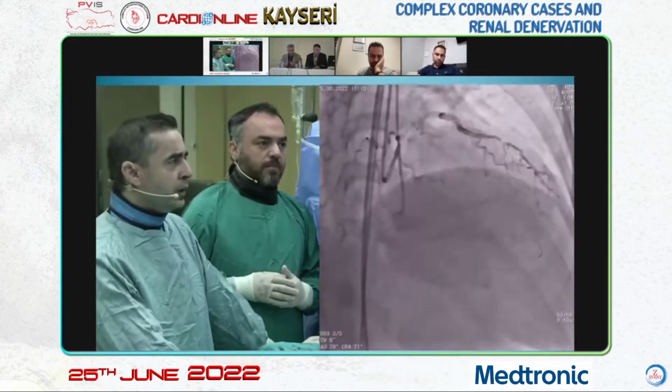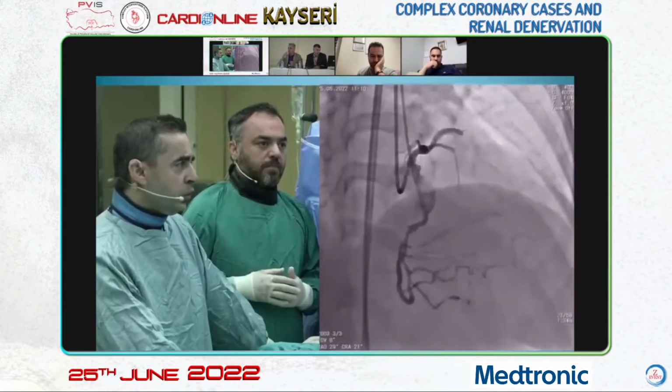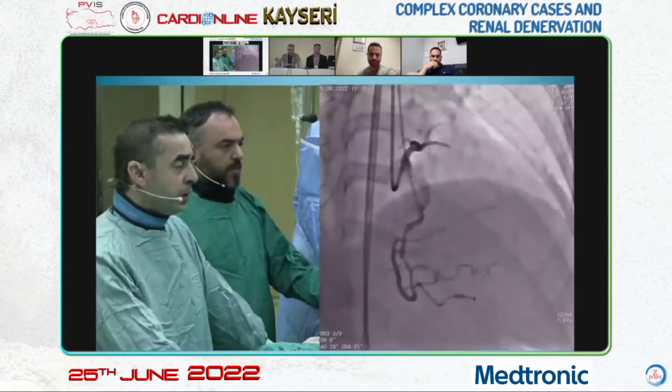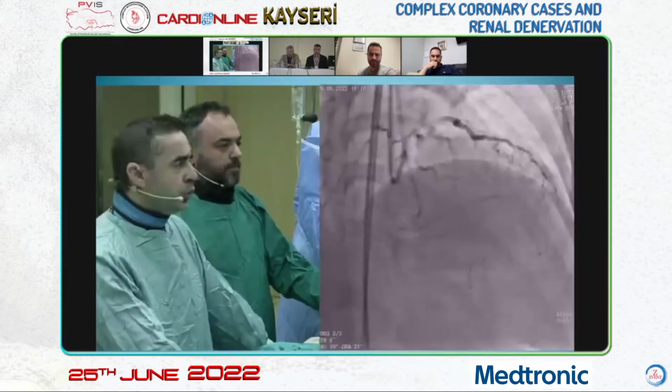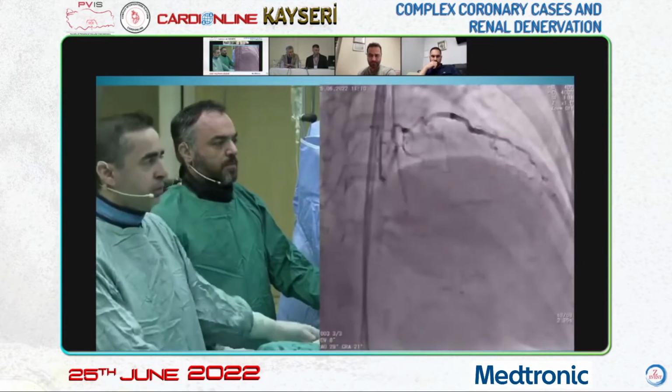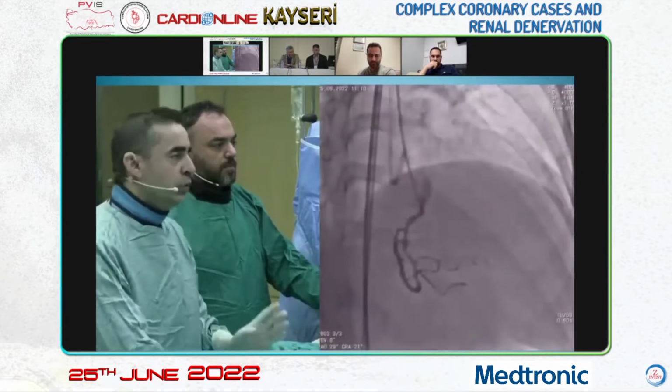We didn't think much of rigid wires. We do not know the curve, the course of the vessel. When we do not know it, Pilot is a good option. Most of the time, it does not go out of the vessel.